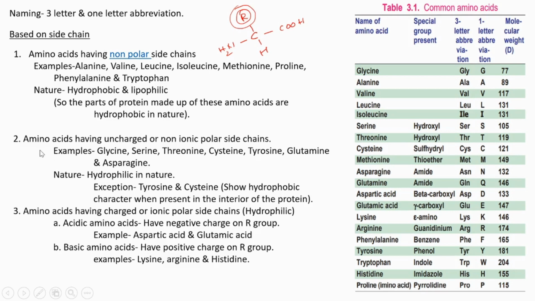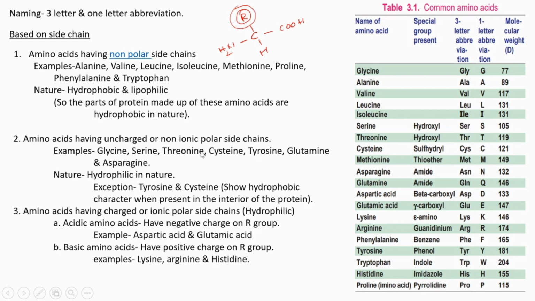The next subclassification is amino acids having uncharged or non-ionic, but polar, side chains. These side chains are polar, but uncharged and also non-ionic. Examples of such amino acids are glycine, serine, threonine, cysteine, tyrosine, glutamine, and asparagine.